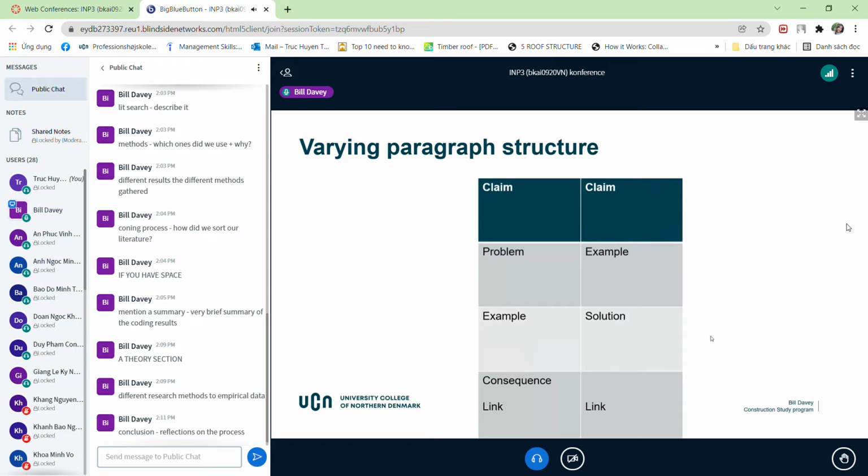You might go the other way, and you might start with a claim and say there's a problem. So you might say, the building industry is slowly turning to sustainable thinking. But the problem is implementing this thinking. And then maybe you have an example of a sustainable project which didn't work because the materials were not of good enough quality, for example. And then the consequence was that the building fell down.